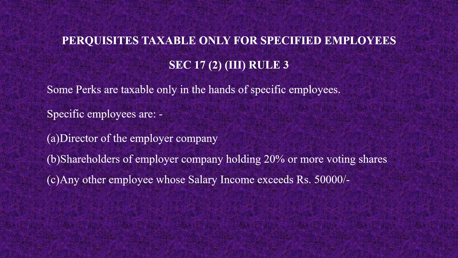The next concept that we're going to study is the perquisites taxable only for specified employees. This is the third situation that is present under perquisites. It is given according to section 17(2)(3) rule 3. So some perquisites are taxable only in the hands of specific employees. So who are these specific employees? They are the director of an employer company, shareholders of employer company holding 20% or more voting shares, and any other employee whose salary income exceeds rupees 50,000. So these people will be considered as specific employees.